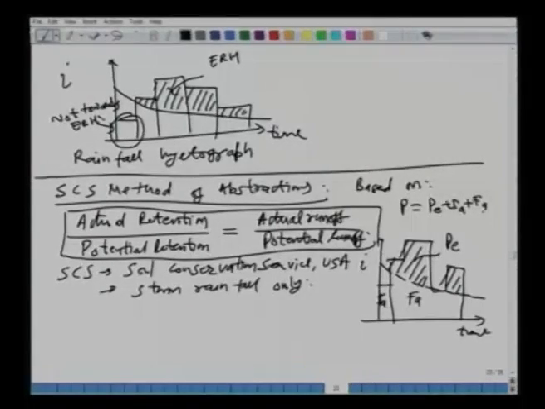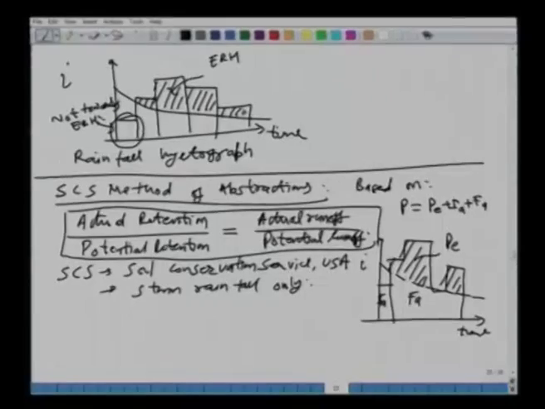So, the total rainfall is P. It is divided into three components. Where does all the water go? All the rainfall that falls on a catchment gets distributed into three components. One is the effective rainfall, one is the initial abstractions, and the other is the FA. All right. So, let me just define all these parameters then.